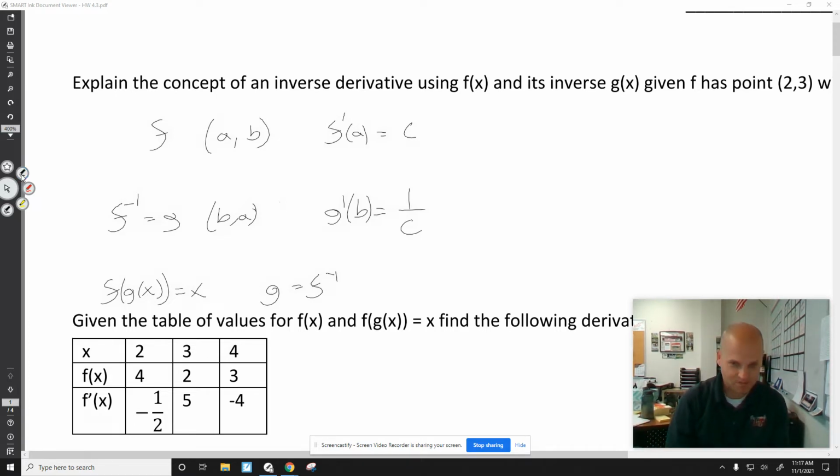All right, where were we? So this is dB over dA. This is dA over dB. dA over dB is 1 over dB over dA. That might be confusing, so I'm just going to keep it like this: a, b, c, then b, a, and the derivative at b is 1 over c.